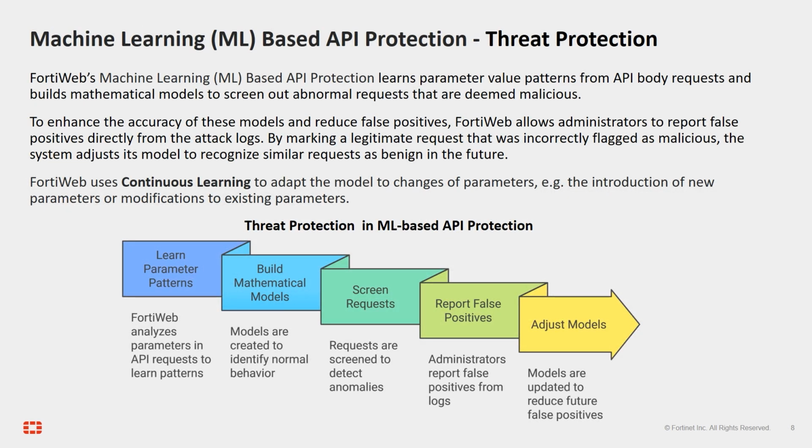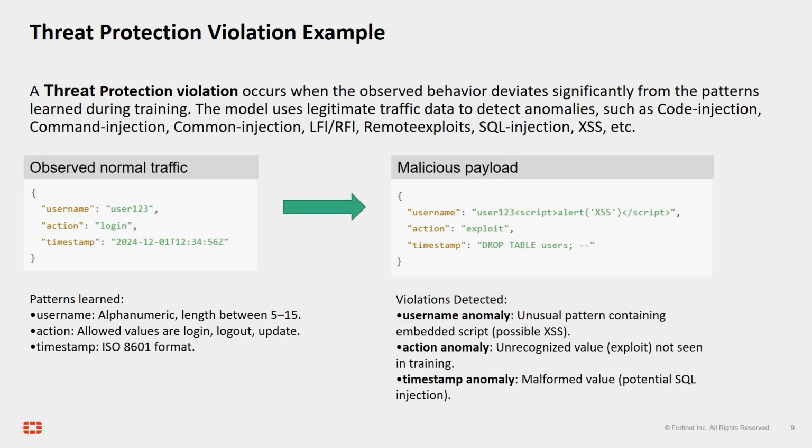FortiWeb's ML-based API protection identifies malicious API requests by detecting anomalies in request parameters. It learns normal patterns, builds mathematical models, and screens requests for irregularities. Administrators can report false positives directly from logs, allowing the system to refine its models and improve accuracy over time. A threat protection violation occurs when observed behavior significantly deviates from patterns learned during training. The model uses legitimate traffic data to detect anomalies like code injection, command injection, SQL injection, cross-site scripting, and other threats.